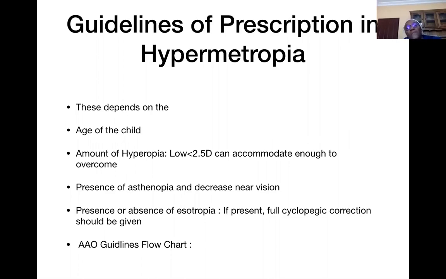Then also, if there's presence of esotropia, you need to give the full cycloplegic correction. The AAO, the American Academy of Ophthalmology, developed a flow chart which can be used as a guideline for prescription of hypermetropia or all the other refractive errors.